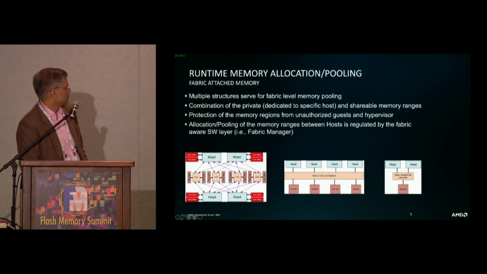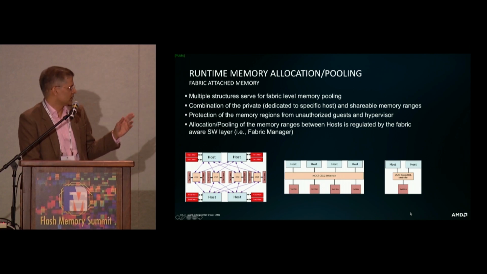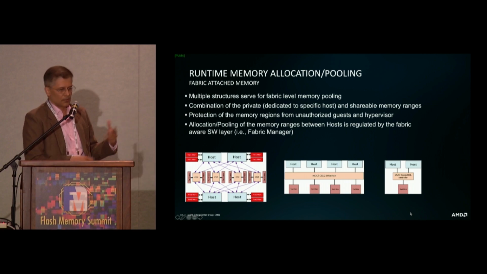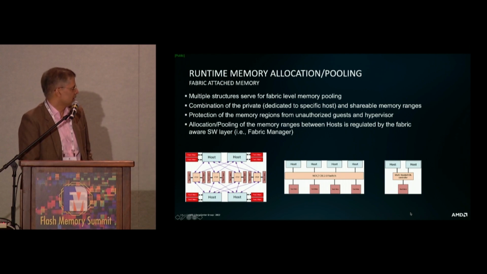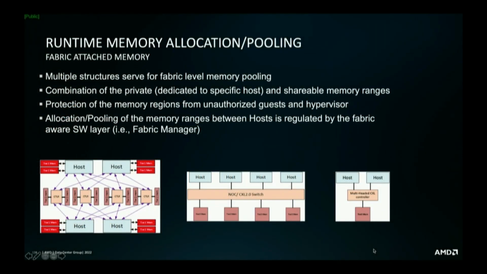So in this particular case, I would say the right-hand side represents the simplest way in which you could allocate a memory pool. It's a multi-headed device, and you have two hosts accessing distinct regions in the memory. Fairly simple, and that should be the first solid step that the whole ecosystem takes to ensure that a memory pool can indeed be created.